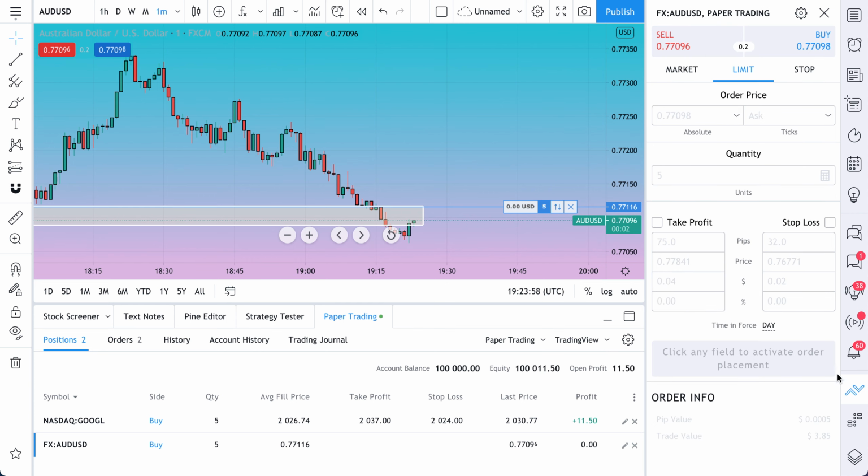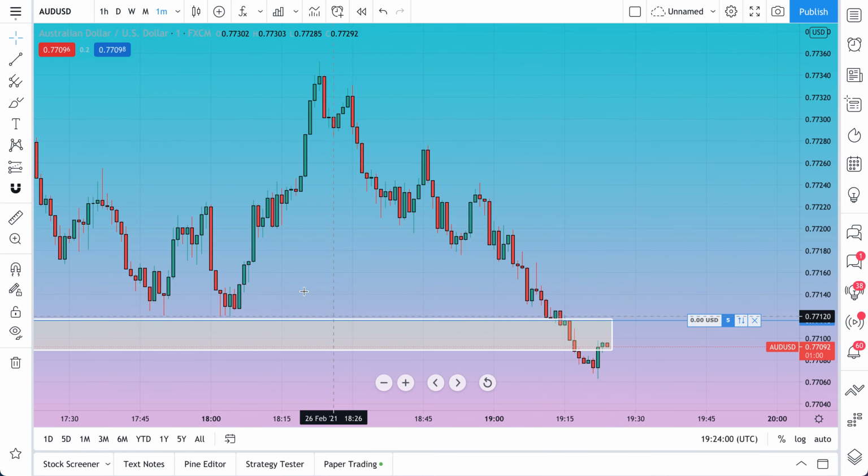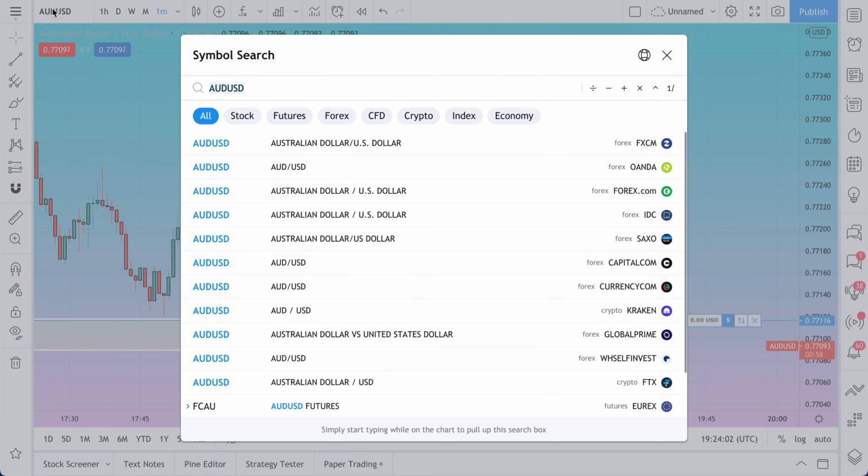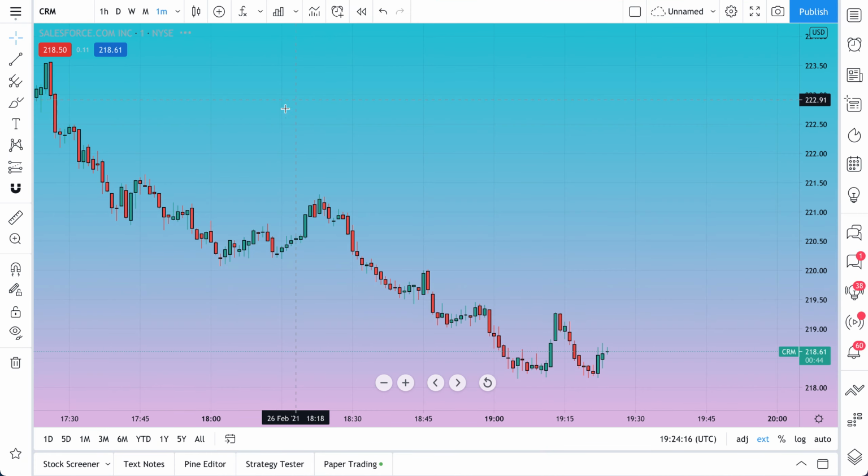Okay, but let's do this now from the beginning. Let's go to a chart we have no trades on, and let's just dive right in. So what we're going to do is we're going to go to a chart, in this example of what would be a good asset to use. Let's do CRM for Salesforce. So we're going to Salesforce.